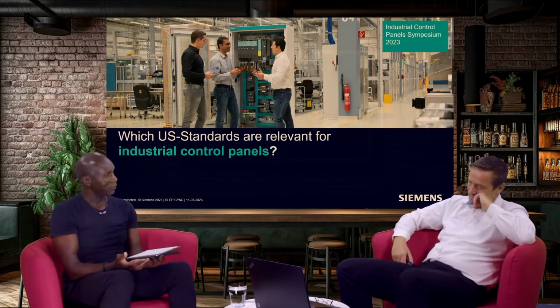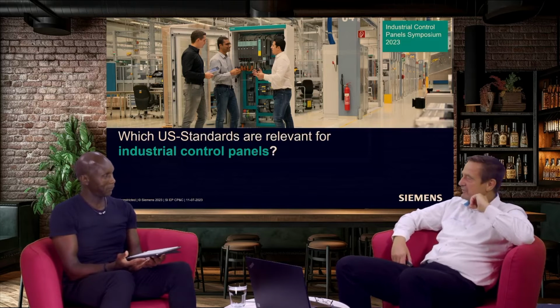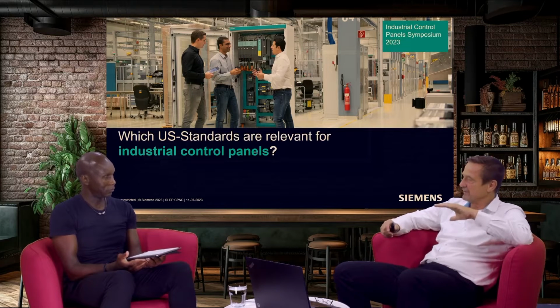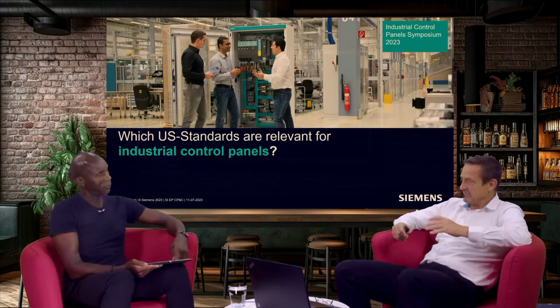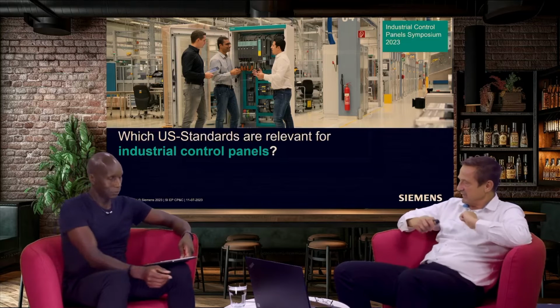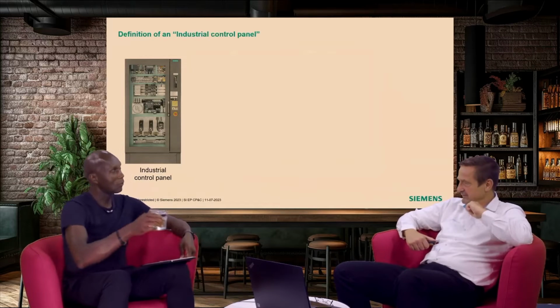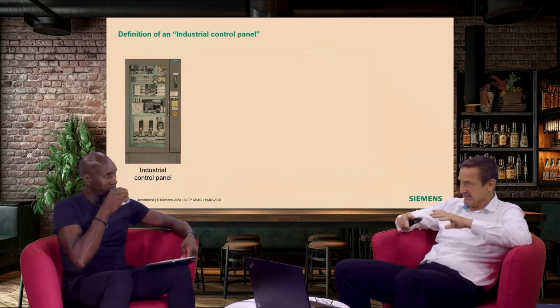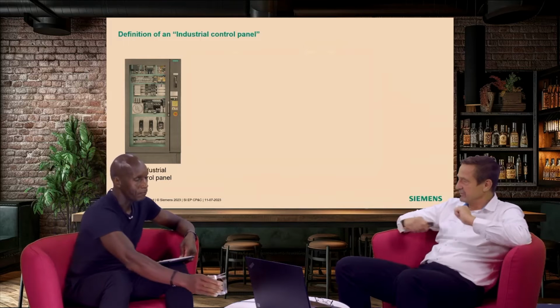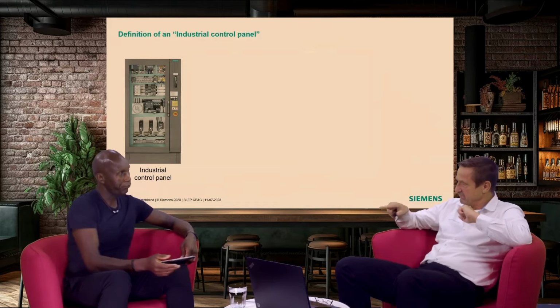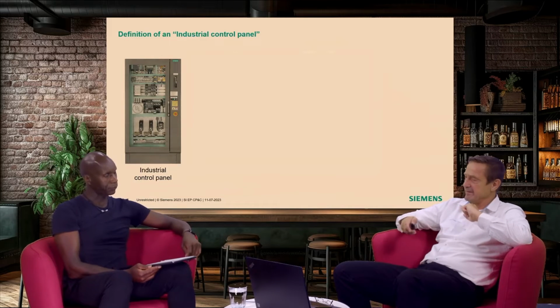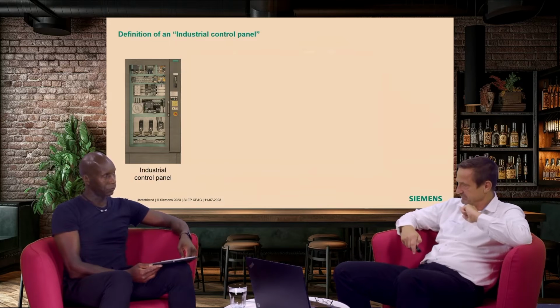Thank you, Robert. This is a nice question because an industrial control panel is first of all a cabinet with electrical equipment inside, like you see here. But not every electrical cabinet is an industrial control panel. There's something special with the electrical panel, and this is because of the application.